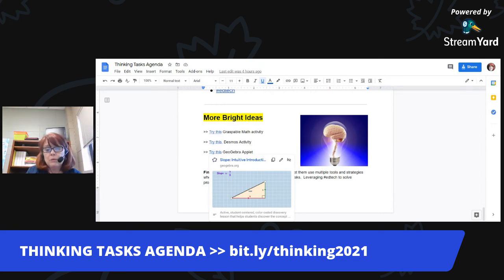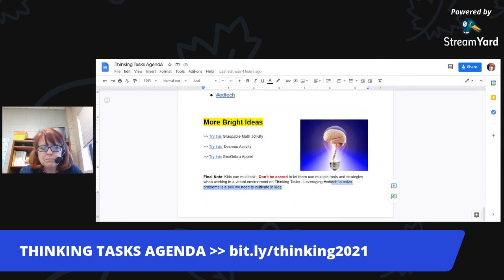When kids are playing with the math, doing stuff with the math, making sense of it all by themselves, even if they don't understand it completely, if they've got even just a little bit of understanding, then they can make more sense of it. And then a final note I put in your handout is kids can multitask. And I'm going to show y'all something because you're going to be kind of blown away.